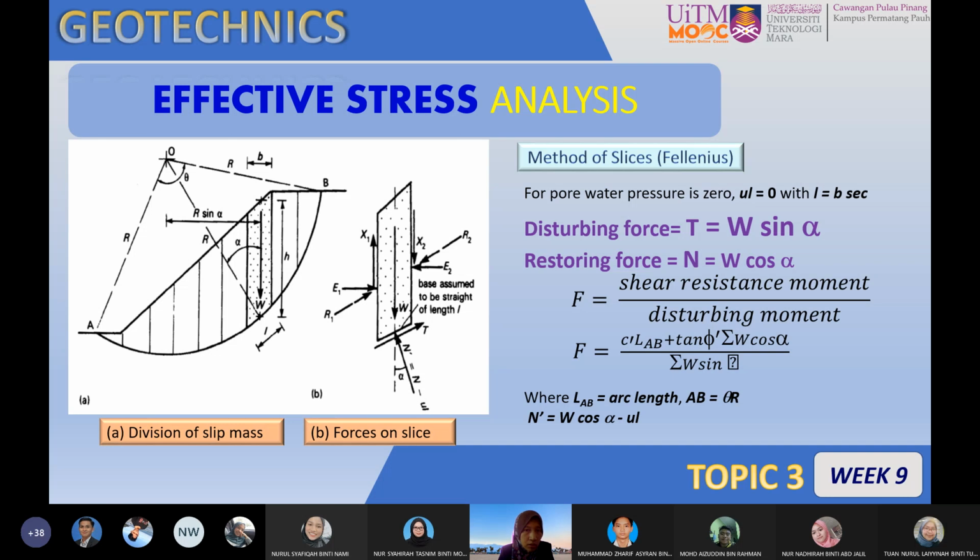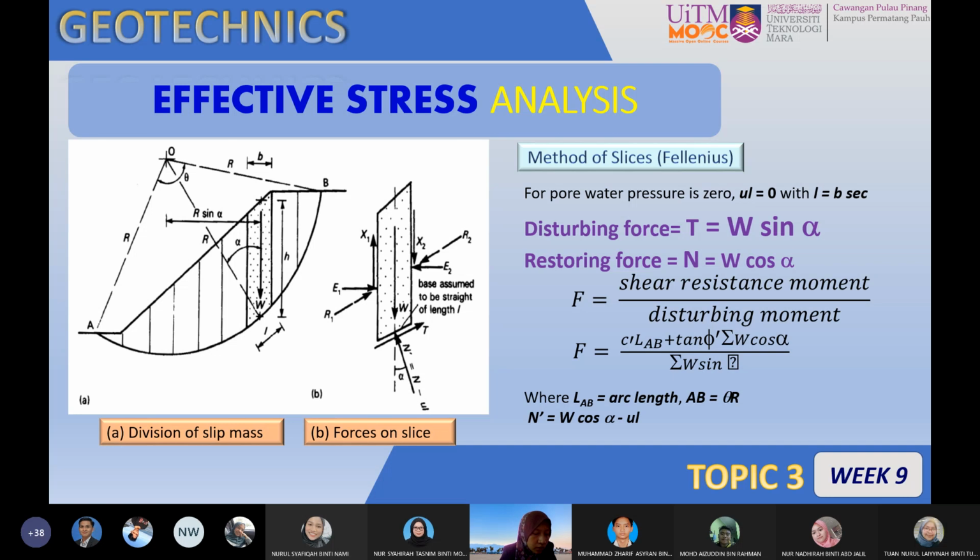The T component, which is the interslice shear force at the base of the slice, is taken as C as a T. Meanwhile, N, the effective normal component from this interslice vertical W, is taken as N minus UL. The effective N is equal to N minus UL. At this time, you can see the effect of the pore water pressure: U is the pore water pressure, L is B second alpha.